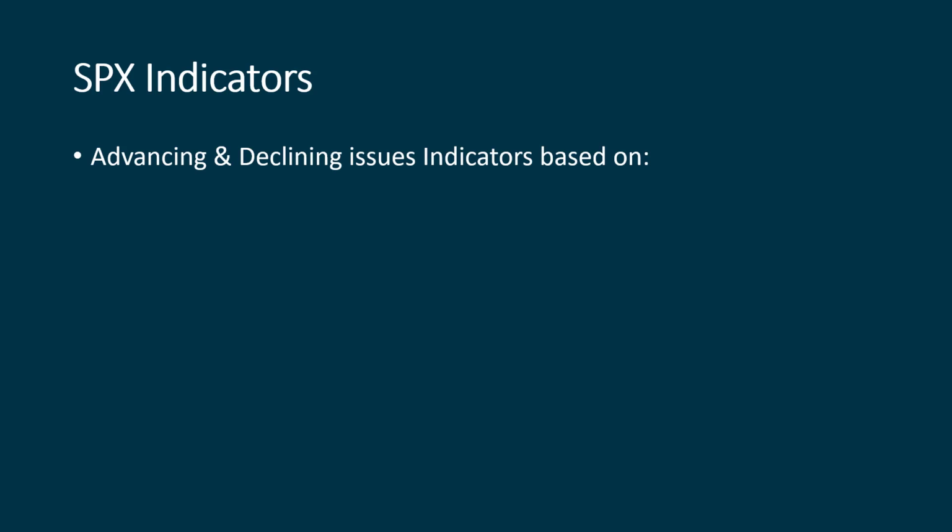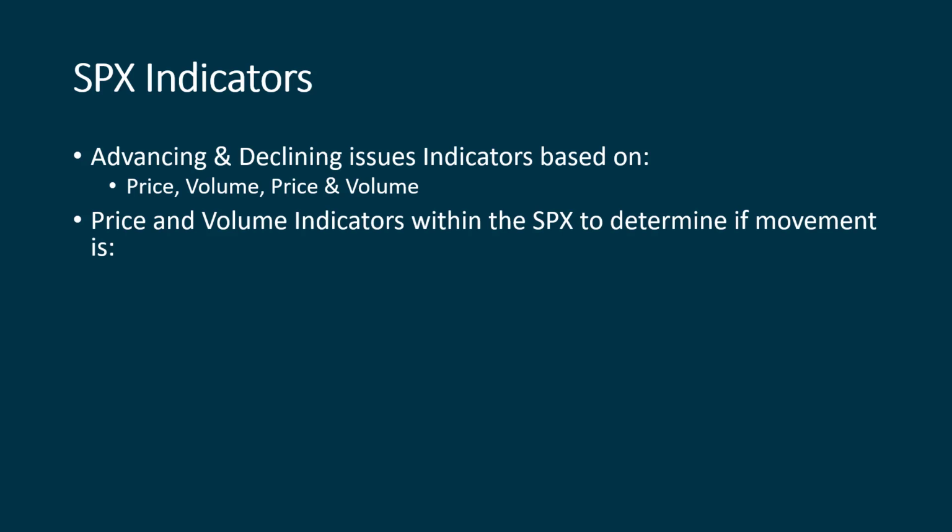I look at advancing and declining issues, those that are going up versus those that are going down, where there's different indicators based on price, volume, as well as price and volume together. Price and volume indicators within the S&P 500, we can use those to determine is the market broad-based. There are 505 stocks in the S&P 500. If we have an up day in the S&P, does that mean that most or all of those stocks went up? If we have a down day, the inverse is also true. Is this just one or two stocks that are really carrying the load? Or are all of the stocks in the index seeing some kind of a move either up or down?